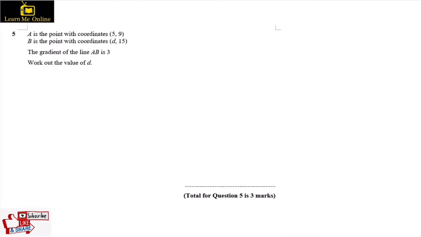Now we have got question number 5, and it's for 3 marks here. So with question number 5, it says that point A has the coordinates 5 and 9, point B has the coordinates d and 15, and the gradient of the line AB is 3. Find out the value of d.